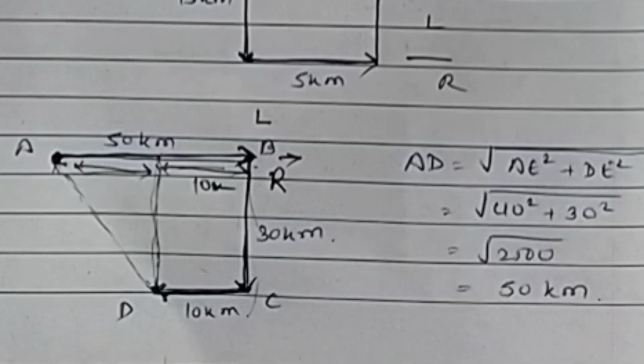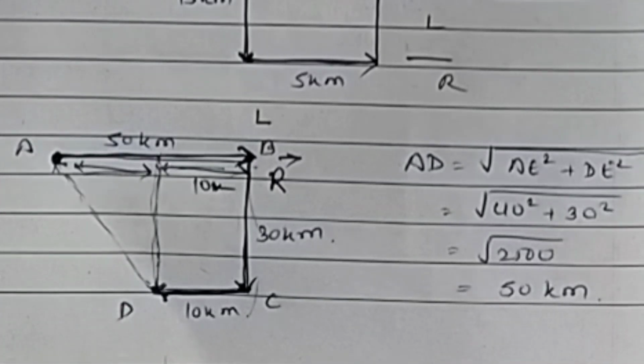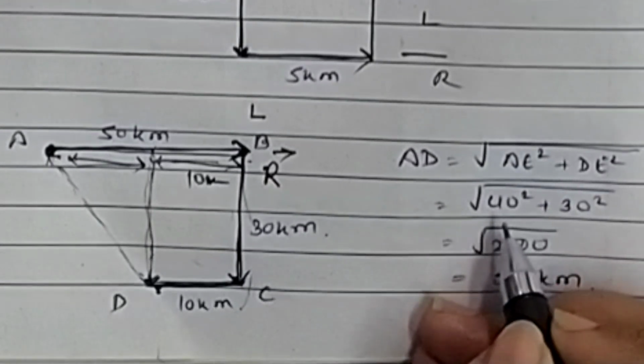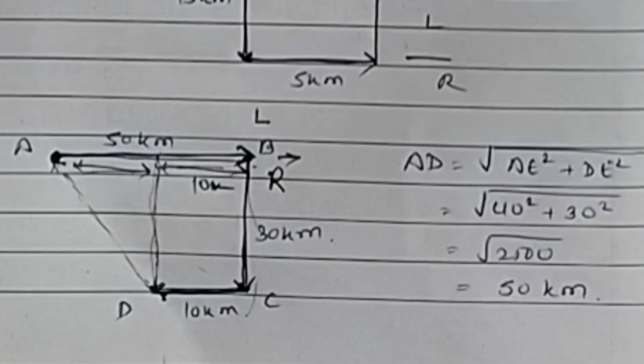By applying the Pythagoras theorem, we will find the hypotenuse, which is AD, the distance between A and D. After applying that, we got the square root of 40 squared plus 30 squared, which combines to the square root of 2500, and finally we got 50 kilometers as the distance between A and D. Hence we can say that he is 50 kilometers away from the starting point, and the answer is option B.